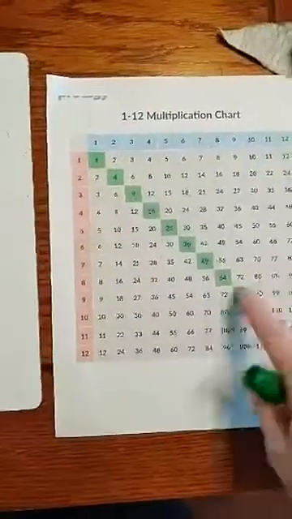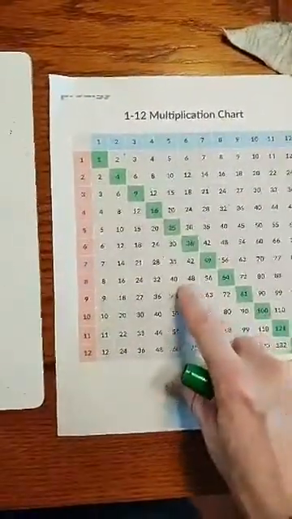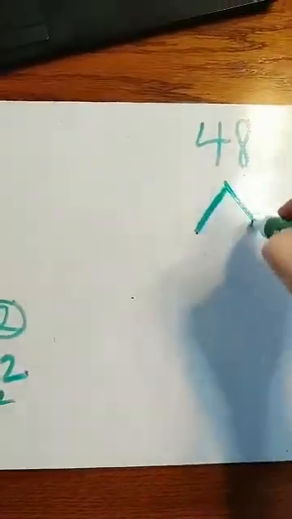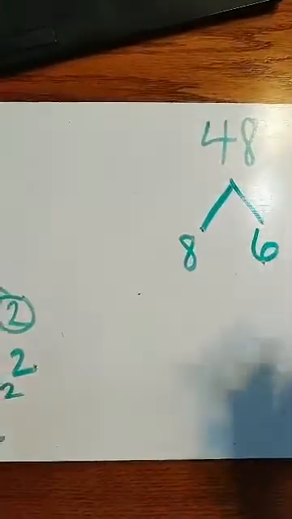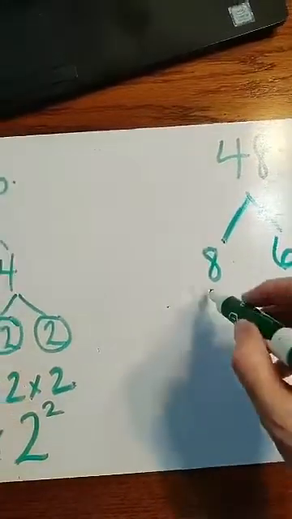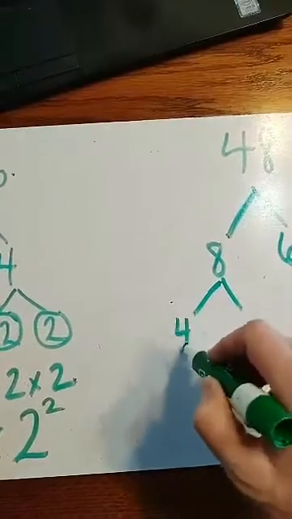So let's try another one. 48. Well, we can use our multiplication chart. Okay, I see 48 right away. I see 8 times 6. Okay, 8 times 6. I'm going to start with 8. Is 8 prime? You got it, it's not. So I can do 4 times 2.